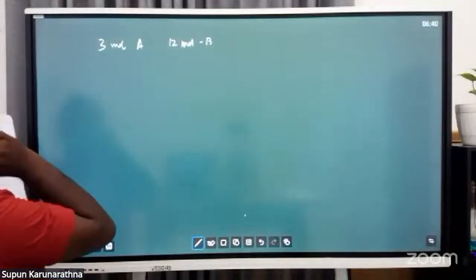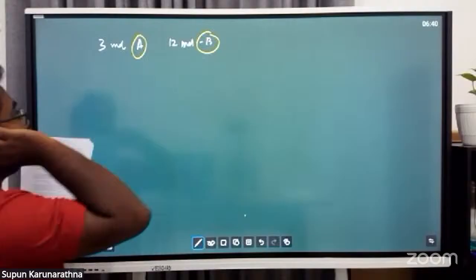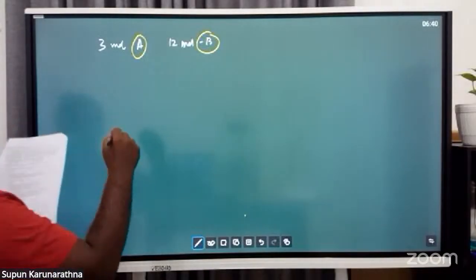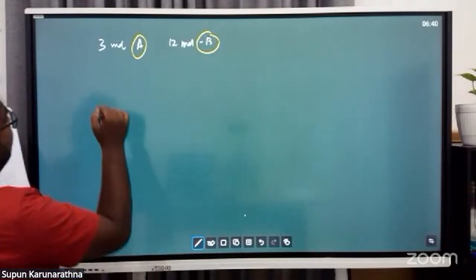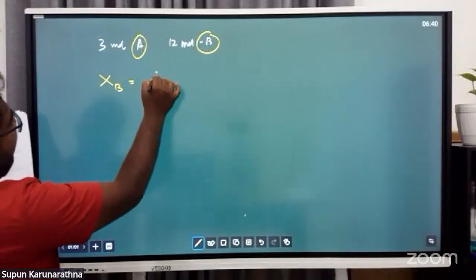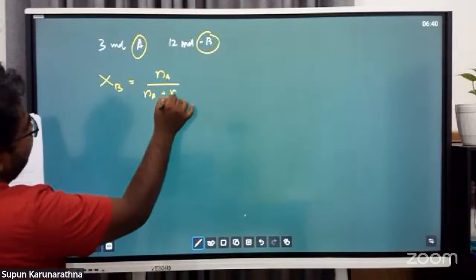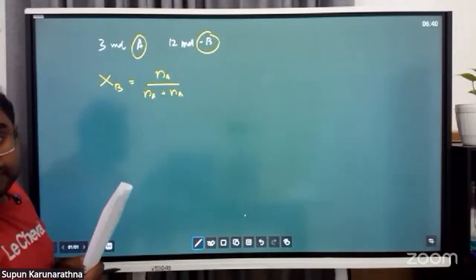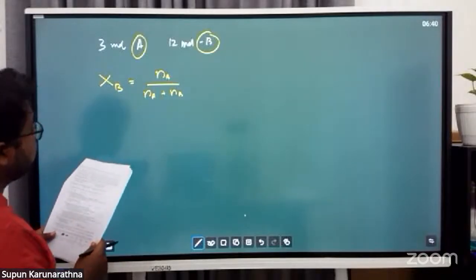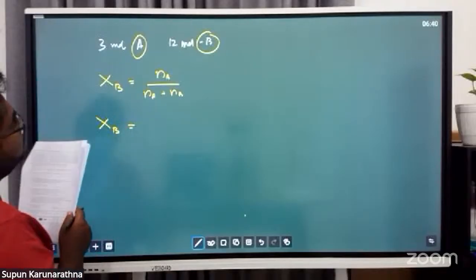So think about it: this mixture has two components, A and B, so how do we find the mole fraction? Mole fraction of B, we can call it XB. XB equals NB divided by NA plus NB. This is the way that we have to follow. So for XB, we can write the equation.